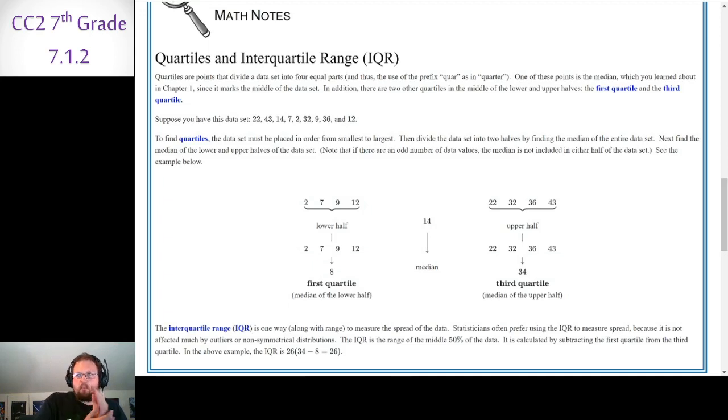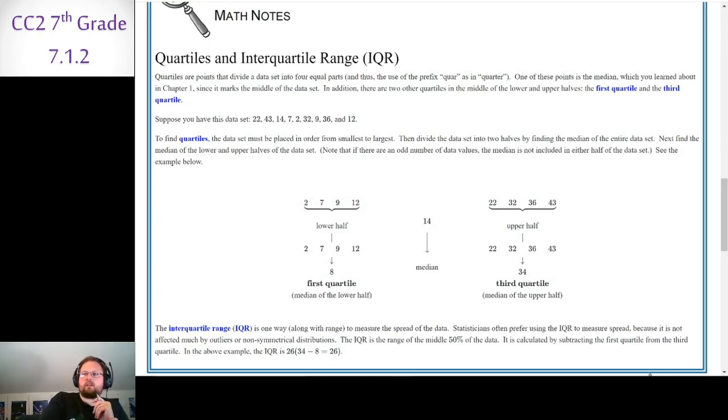And step 1 of having any set of data points is to line them up from least to greatest. And that's what they did here. They took these 9 numbers, they lined them up 2, 7, 9, 12, 14, 22, 32, 36, 43. And in order to find the median, you count inward. So you count 1, 2, 3, 4, middle number is 14 in this case.